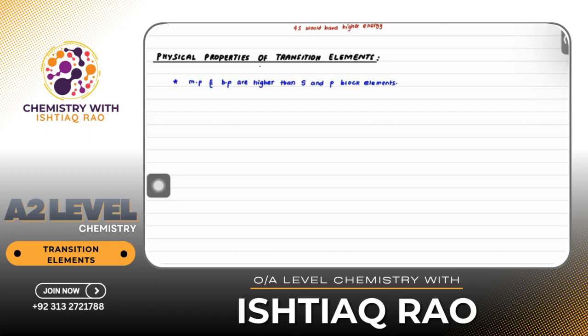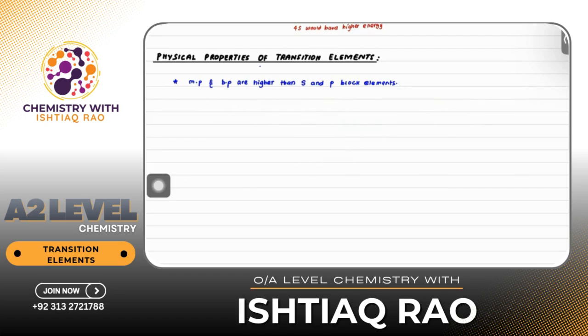If you look at the periodic table, on the left hand side you have S block elements, I mean group 1 and group 2 metals, and on your right hand side you have group 3, group 4, group 5, group 6, group 7. They are P block elements. So the concept is that the melting and boiling points of transition metals are higher than those on the left hand side and the right hand side.